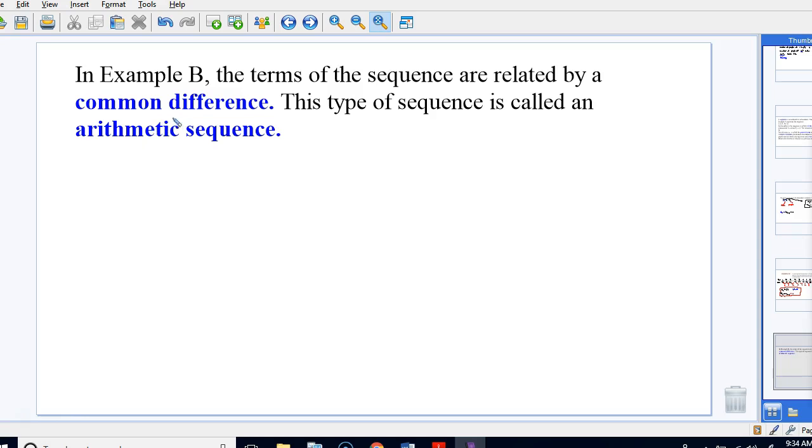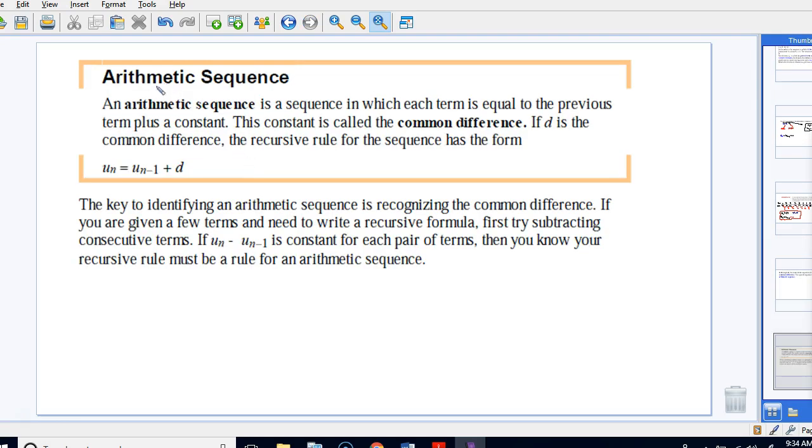There are different types of sequences that we'll talk about later, but here is a formal definition of arithmetic sequences. An arithmetic sequence is a sequence in which each term is equal to the previous term plus a constant. This constant is called the common difference. If the letter d is the common difference, then the recursive rule for the sequence has the form u sub n equals u sub n minus 1 plus d.